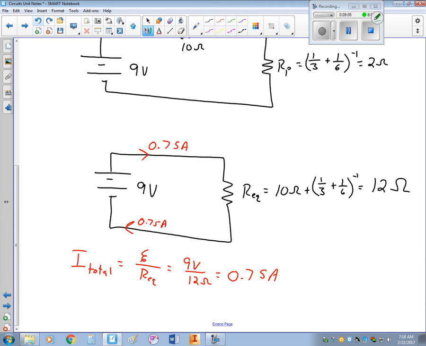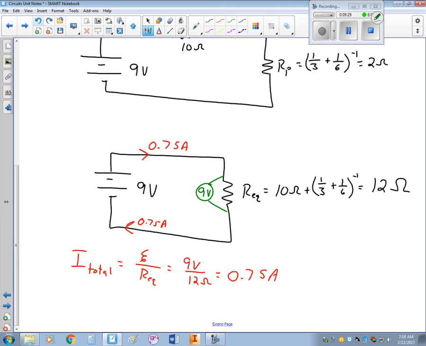The voltage then across this equivalent resistor should be 9 volts. If I look at the sum of the voltage drops for this circuit, I got 9 volts as my EMF. I got one resistor which has a potential of 9 volts across it. That gives me my first Kirchhoff law.